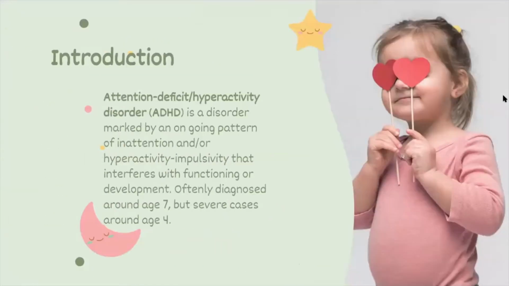An introduction: ADHD, or attention deficit hyperactivity disorder. It's a disorder that is marked by an ongoing pattern of inattention and/or hyperactivity-impulsivity that interferes with functioning or development. Often it is diagnosed around age 7, but severe cases can be diagnosed around age 4.